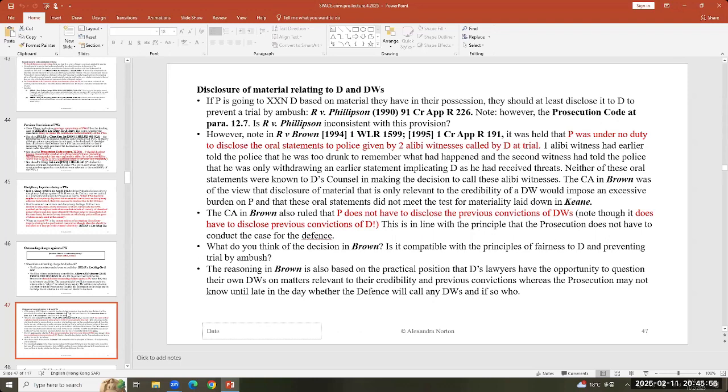So on the one hand, you have the argument about the prosecution having an onerous duty of disclosure, they have the burden of proof, but on the other hand, they have no duty to conduct the case for the defense. And this is the material which, if the defense team had made proper inquiries of their own witnesses, really they could have discovered themselves.